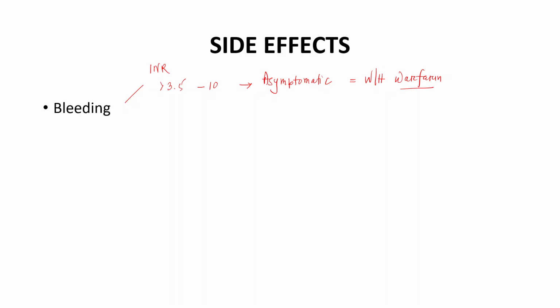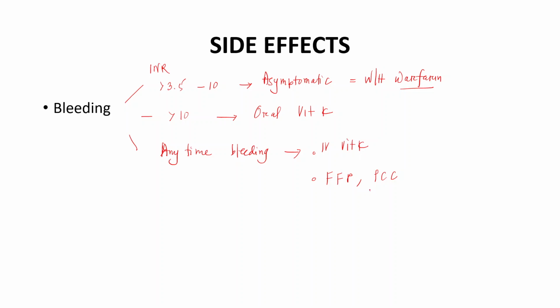If the INR is more than 10, you have to stop warfarin and give oral vitamin K. If there is bleeding at any time, you have to give IV vitamin K, and also give factor replacement. The factor replacement can be given through FFP, that is fresh frozen plasma, or more selectively you can give prothrombin complex concentrate.